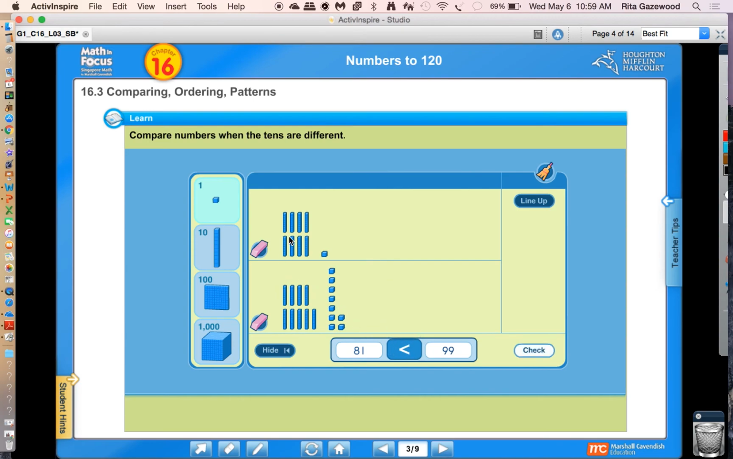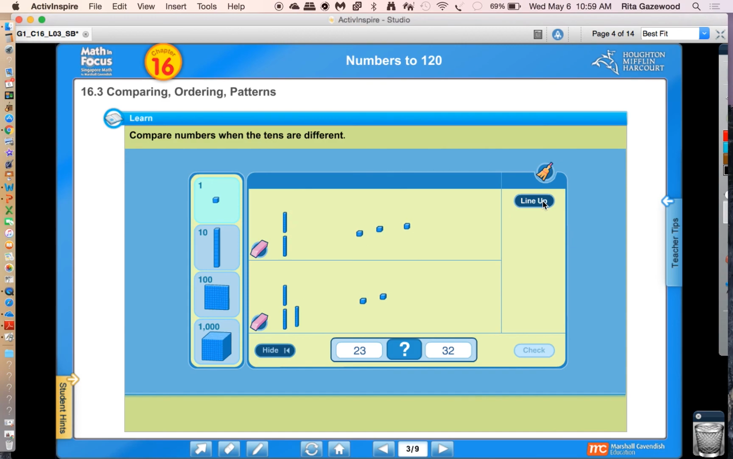I think it's less than because this has fewer 10s than this one. Shall we check it? I got it! Yay me! Let's do another one. 2 tens, 3 ones, 3 tens, 2 ones. So I have 23 and 32.